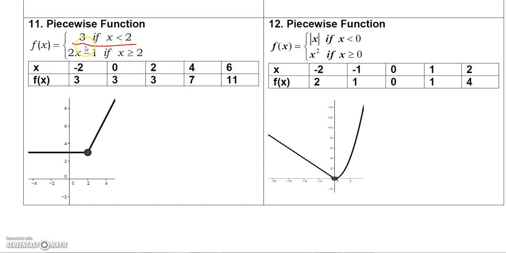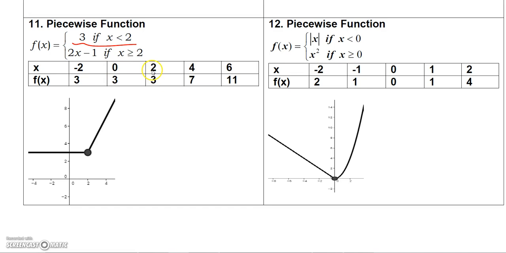Now, a piecewise function has 2 or more pieces, or it's 2 or more functions in one. So in this example, you've got 2 functions, f of x equals 3 and f of x equals 2x minus 1. And the function actually changes at some value. So in this case, the function changes at x equals 2. So basically, if you plug in any number less than 2, like -2 or 0, you get this function 3. So when x is -2, you get 3. When x is 0, you get 3. Or even when x is 1, you get 3.